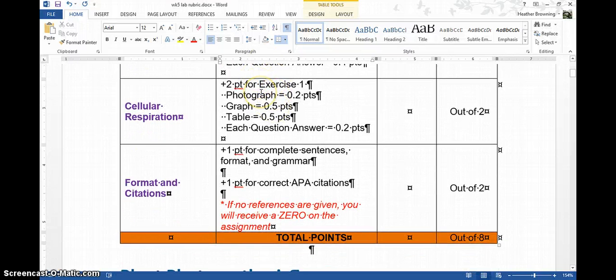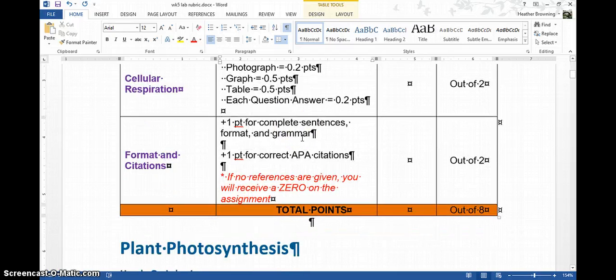Okay, cellular respiration is our second lab. There's actually going to be a photo for this. I hope you started those little seeds germinating early. Then there's going to be a graph and a table and 4 questions. Okay, and then format is a point, and references effectively are a point.